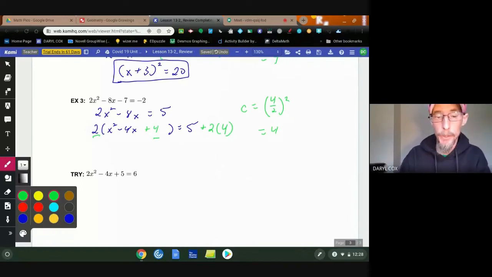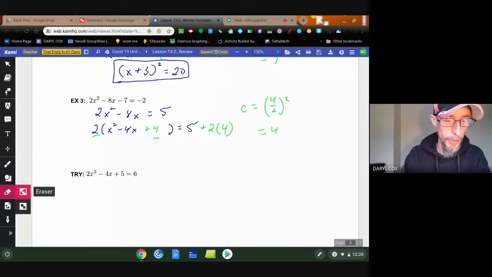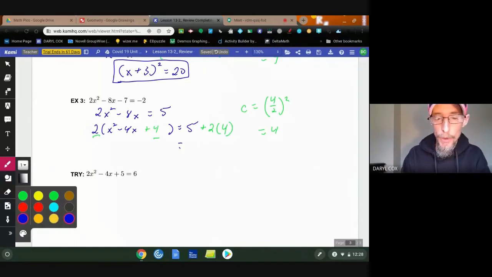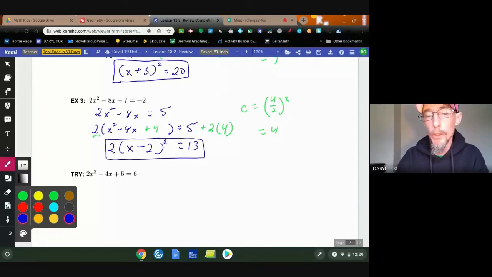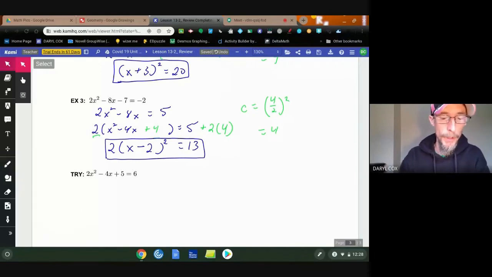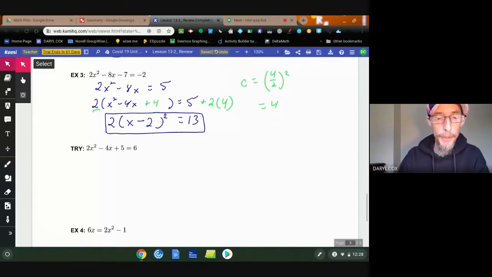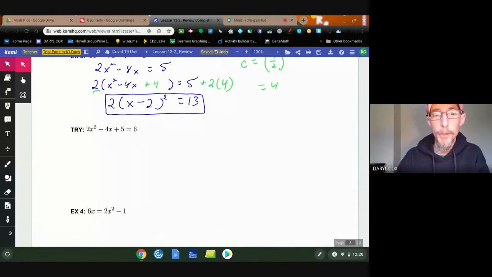Now everything else works out. Oops, let's change back to my blue. So 8 and 5 is 13. And now we factor this part here, which is just x minus, because my b term is negative, 2, square root of 4 is 2, squared. And there's our answer. Okay, so it's just one little teeny tiny extra step. Why don't you try one? Okay, try to factor this next problem. Go for it.